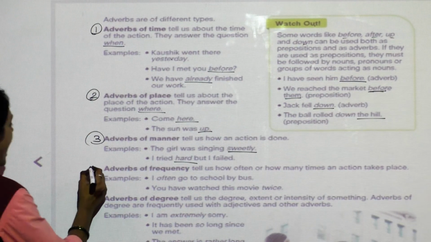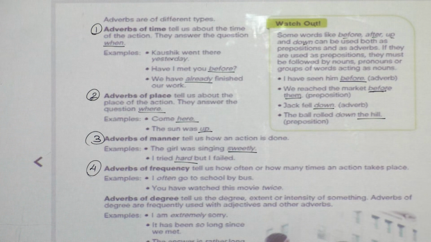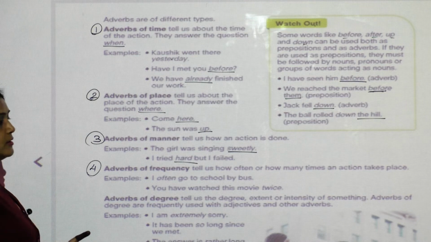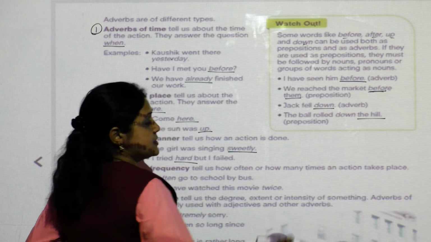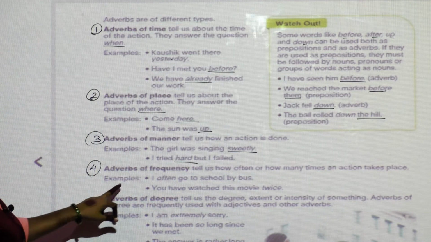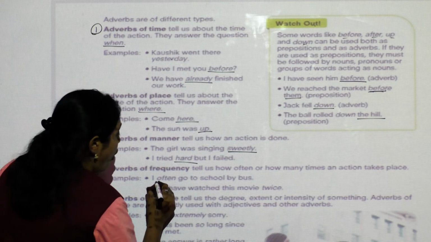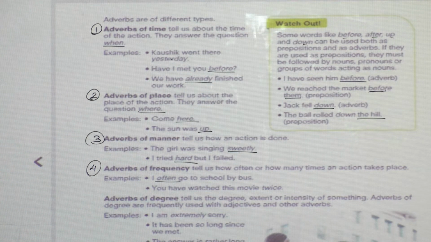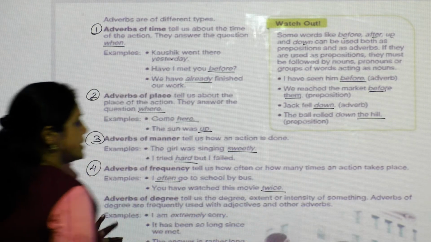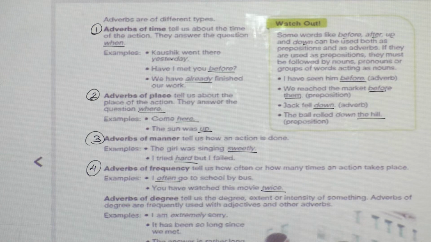Now fourth type, adverbs of frequency. This tells us how often or how many times an action takes place. Kitni bar. Example, I often go to school by bus. So here often is adverb of frequency. Next, you have watched this movie twice. So twice is adverb of frequency.